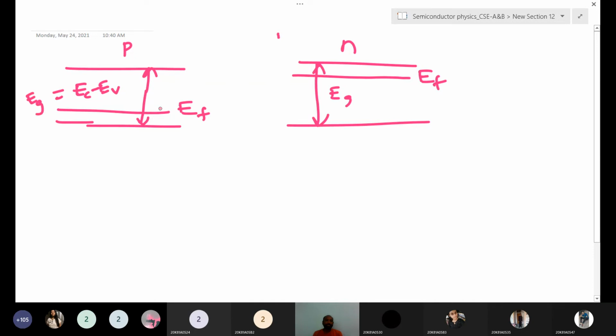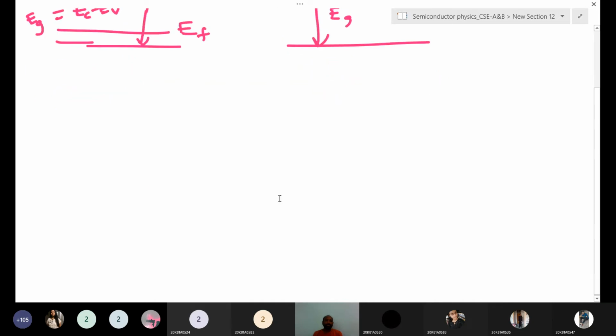Okay, this is the energy gap, and if you combine them, there is an interface. First you draw the interface. Sorry, I will draw a correct straight line. It's not a straight line, so I am drawing a straight line, that is the interface. Okay, this is the interface between the two semiconductors, between the p and n type semiconductor.